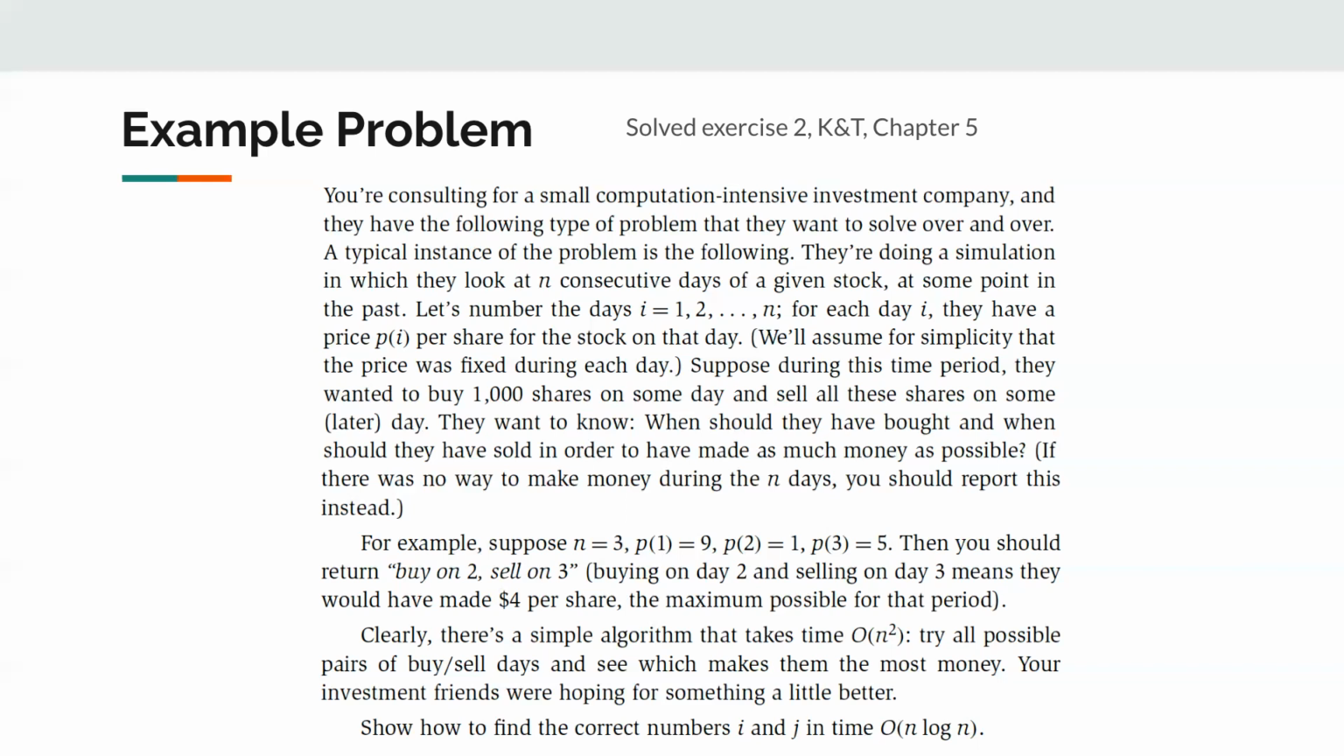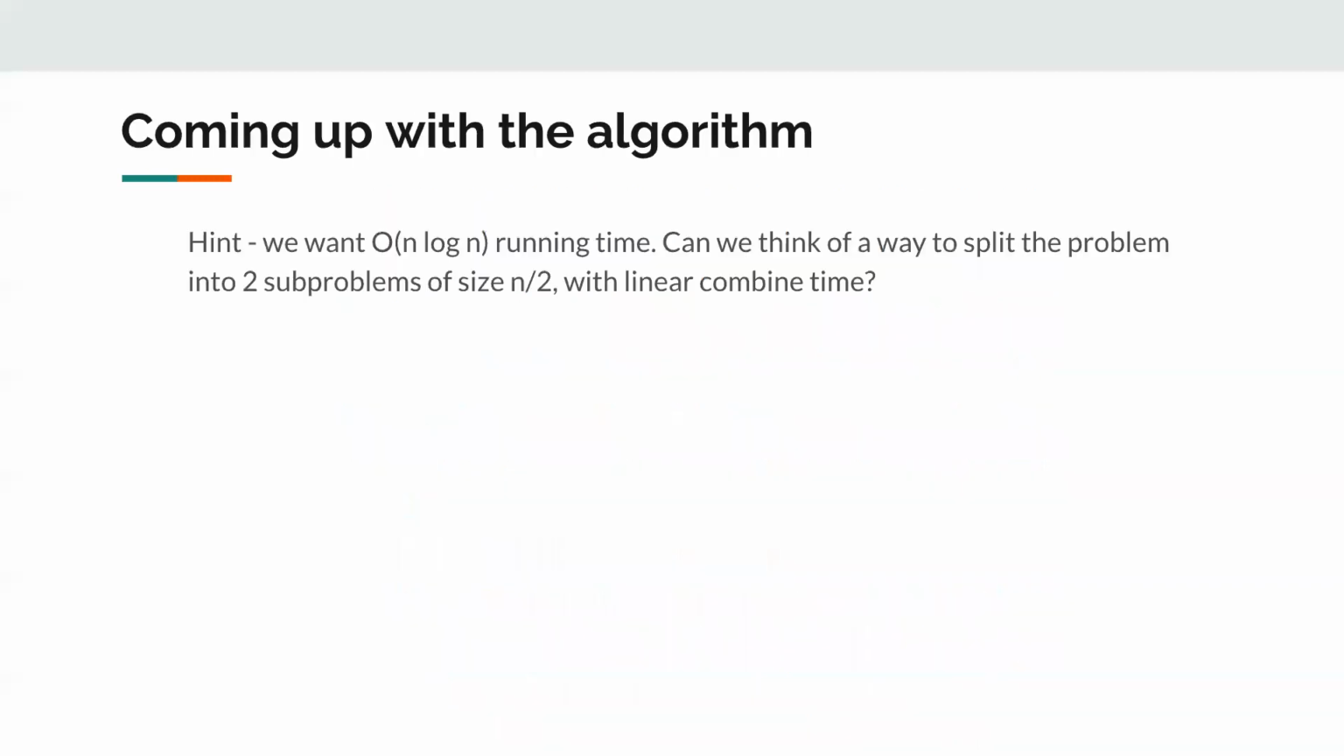And as we've seen before, for classic cases like merge sort, you split your problem into 2 subproblems, and each subproblem is of size n over 2. Then your combining step is O of n, so linear. If you do something with that structure, then you can achieve O of n log n complexity. So 2 subproblems of size n over 2 with linear combine time.